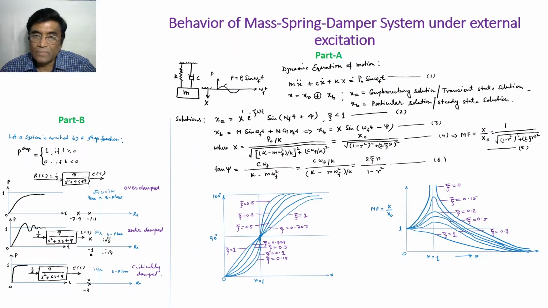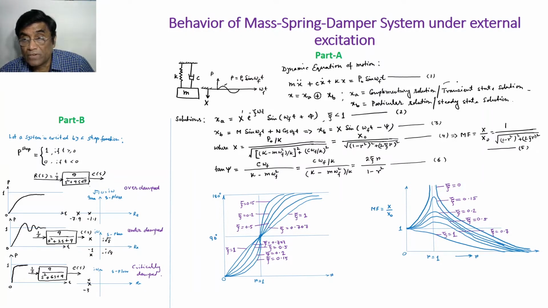Again, instead of putting 0 here, this will be the force, right? So again, there will be two solutions: x equals xa plus xb. Xa is the complementary solution or transient state solution. Sometimes it is called the complementary function. And xb is the particular solution or steady state solution.